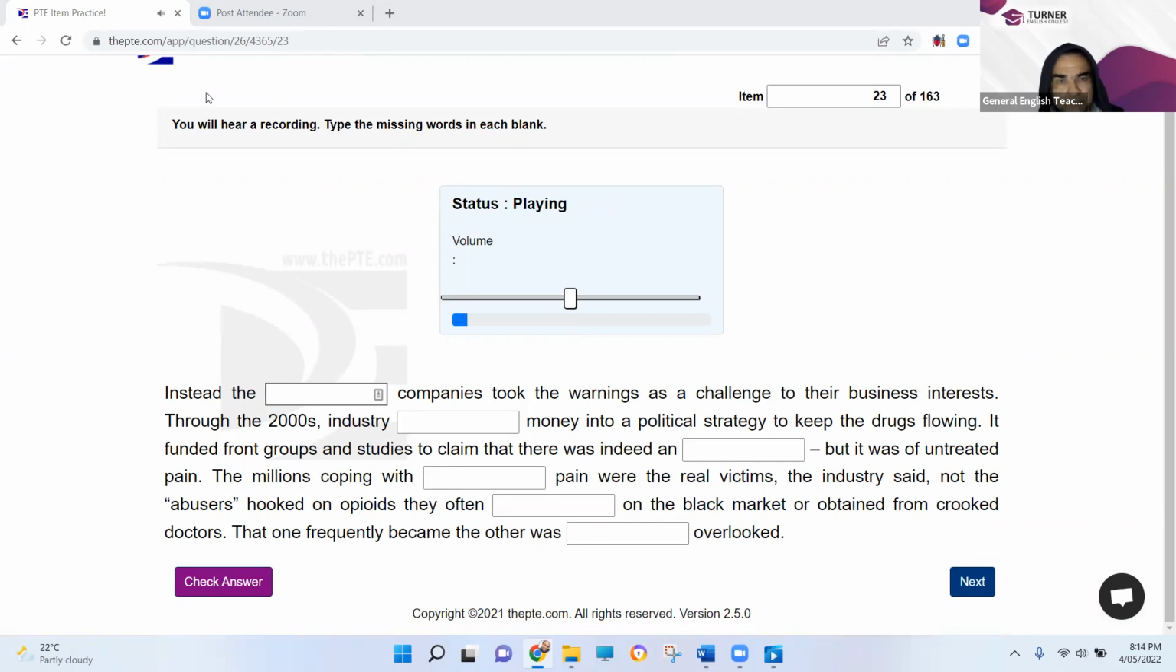Instead, the pharmaceutical companies took the warnings as a challenge to their business interests. Through the 2000s, industry poured money into a political strategy to keep the drugs flowing. It funded front groups and studies to claim that there was indeed an epidemic, but it was of untreated pain. The millions coping with chronic pain were the real victims, the industry said, not the abusers hooked on opioids they often bought on the black market or obtained from crooked doctors. That one frequently became the other was conveniently overlooked.